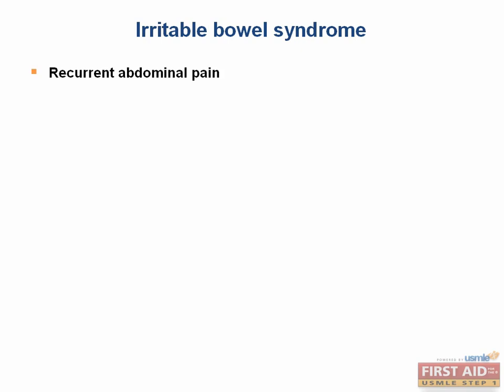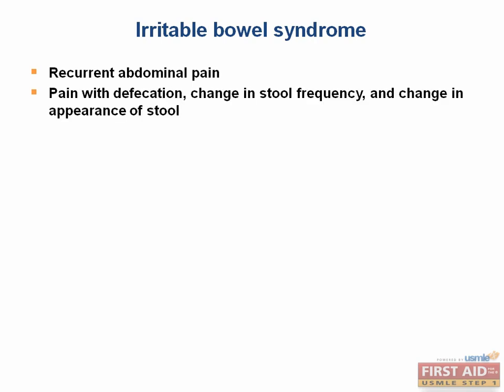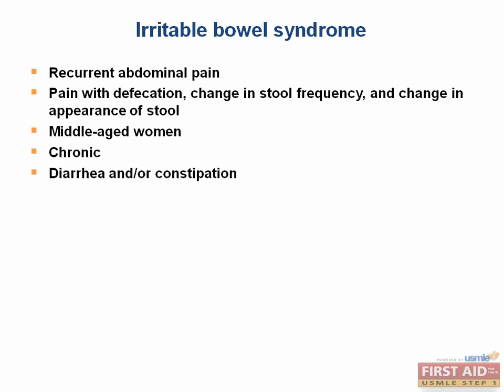The primary symptom of IBS is recurrent abdominal pain, and other features include improvement of pain with defecation, change in stool frequency, and change in appearance of stool. It is most common in middle-aged women, and the symptoms are usually chronic. Patients may have diarrhea or constipation or both, and there are no structural abnormalities.